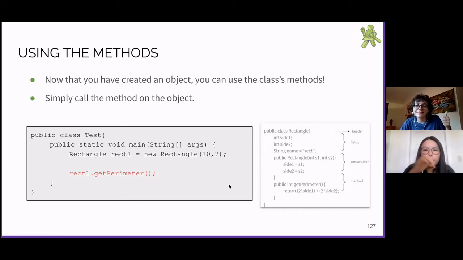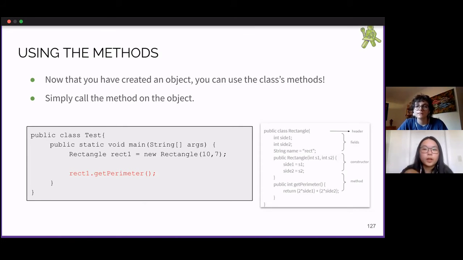Also, if you notice, getParameter is a method of the rectangle class. So when you make an object, the object has everything in the rectangle class. It's its own thing, right? So when you call getParameter, you have to tell the program which rectangle you want to call it on, right? Because sometimes you can make more than one object. So we can also have Rectangle rect2 equals new Rectangle with the parameters 6 and 5, right? Then you'd have to tell the program that you want to get the parameter of rectangle 1 and not rectangle 2.